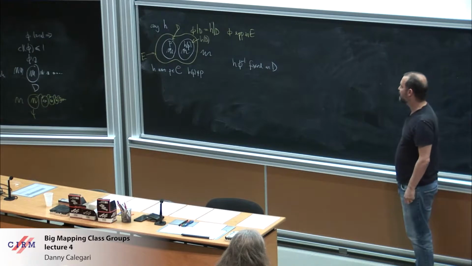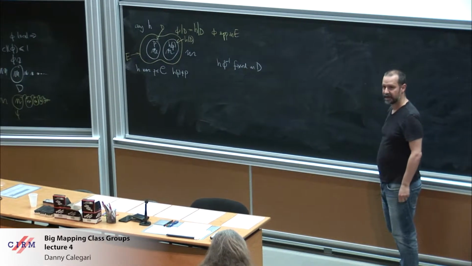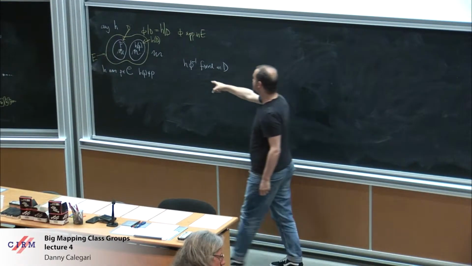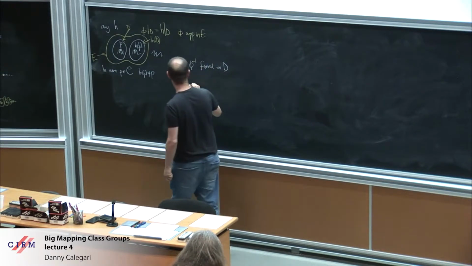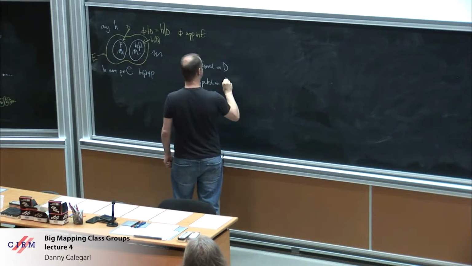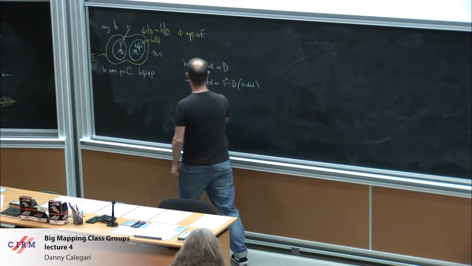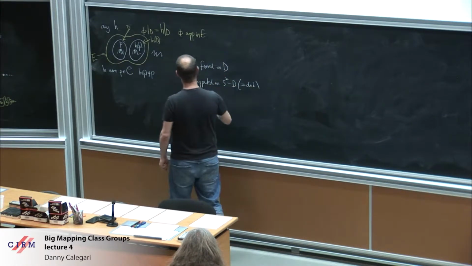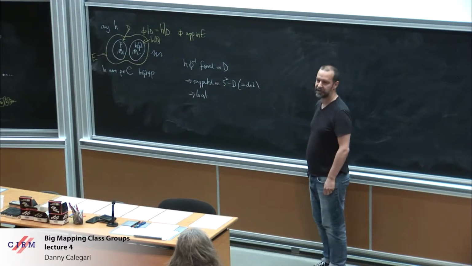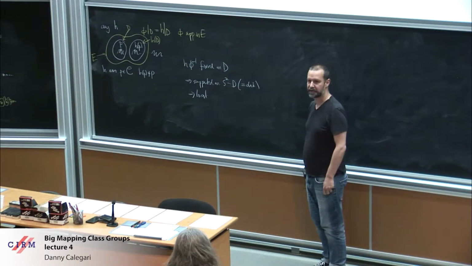So in particular, it's supported on the complement of D. And if we're on the sphere, then the complement of D is another disk. And so this guy here is local because it's supported on S2 minus D, which is also a disk, and therefore it's also local. So H times something local is local. So H is a product of two things that are local, and each local thing is a commutator, so H is a product of two commutators.